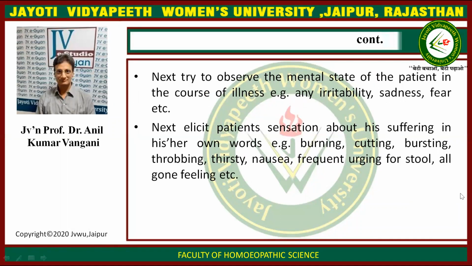Next, try to observe the mental state of the patient in the course of illness. For example, the patient may be reflecting irritability, sadness, fear in his grimaces and gestures. Next, elicit the patient's sensation about his suffering in his or her own words. For example, burning, cutting, bursting, throbbing, thirsty, nausea, frequent urging for stool, all-gone feeling, etc.